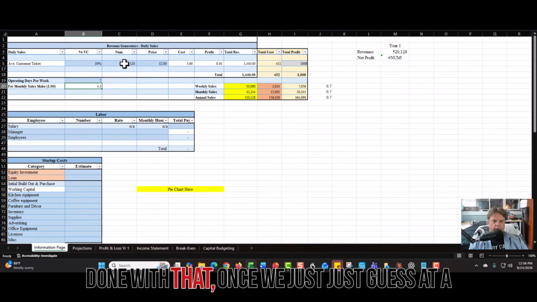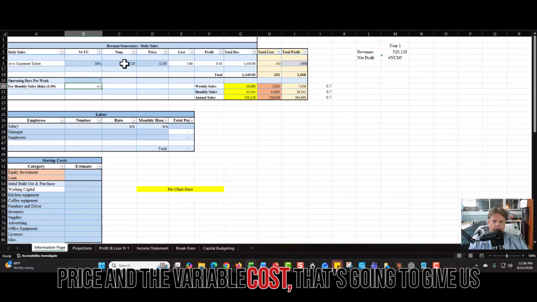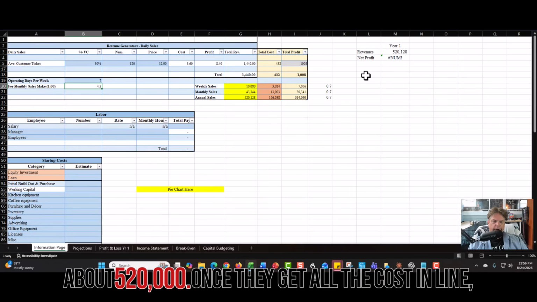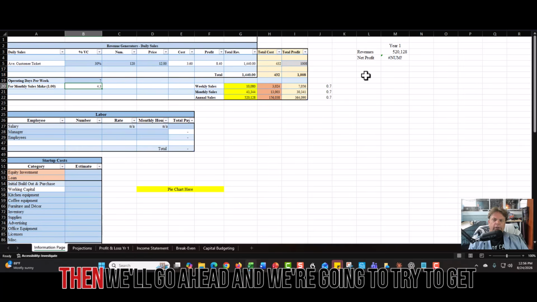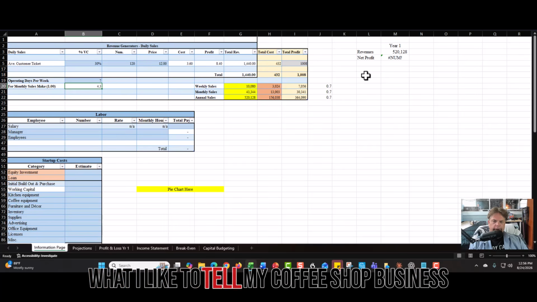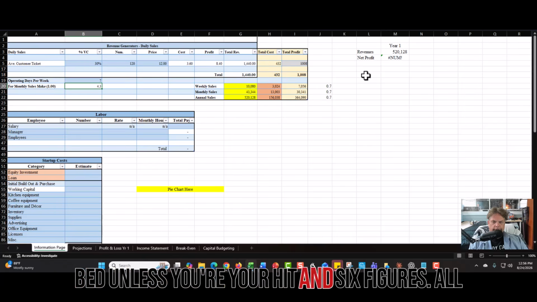Once we just guess at a number for the customers, the average ticket price and the variable cost, that's going to give us our revenues. So right now we're looking at revenues of about $520,000. Once I get all the costs in line, we're going to try to get this net profit to about $100,000. That's typically what I like to tell my coffee shop business owners. It's not worth getting out of bed unless you're hitting six figures.